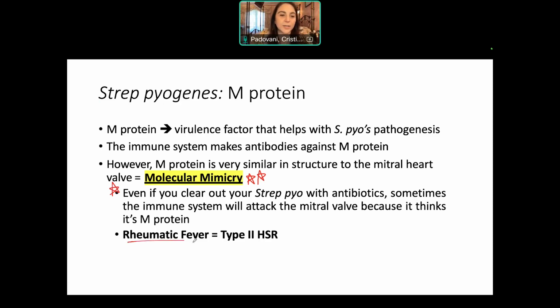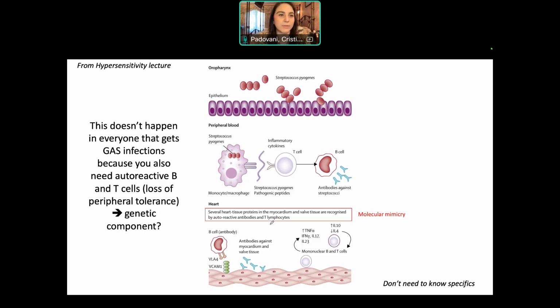So rheumatic fever is basically you're attacking your mitral heart valve. This is a type 2 hypersensitivity reaction. Type 2, because the mitral valve is a stationary antigen basically, and you're making antibodies against that. So that's type 2 hypersensitivity. This is actually from the hypersensitivity lecture. We did talk about this here.